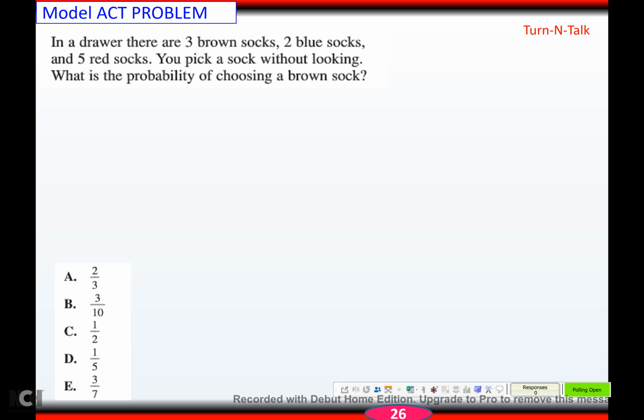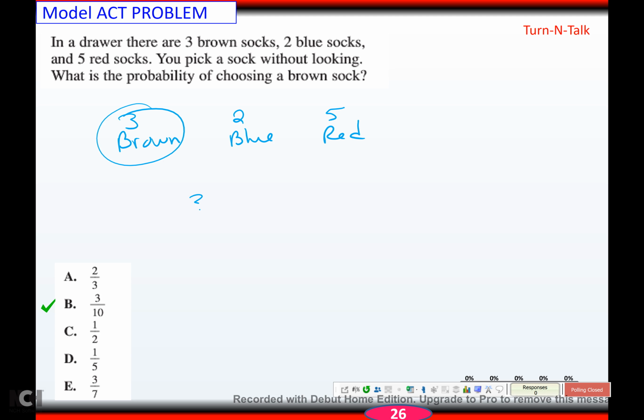Alright, you try this one, hit pause, come back when you're ready. And hopefully you got 3/10. In a drawer, you have 3 brown socks, 2 blue socks, 5 red socks. You pick a sock without looking. What is the probability of choosing a brown sock? Well, there's 3 ways to choose brown, out of 3 plus 2 plus 5 is 10. So 3/10.